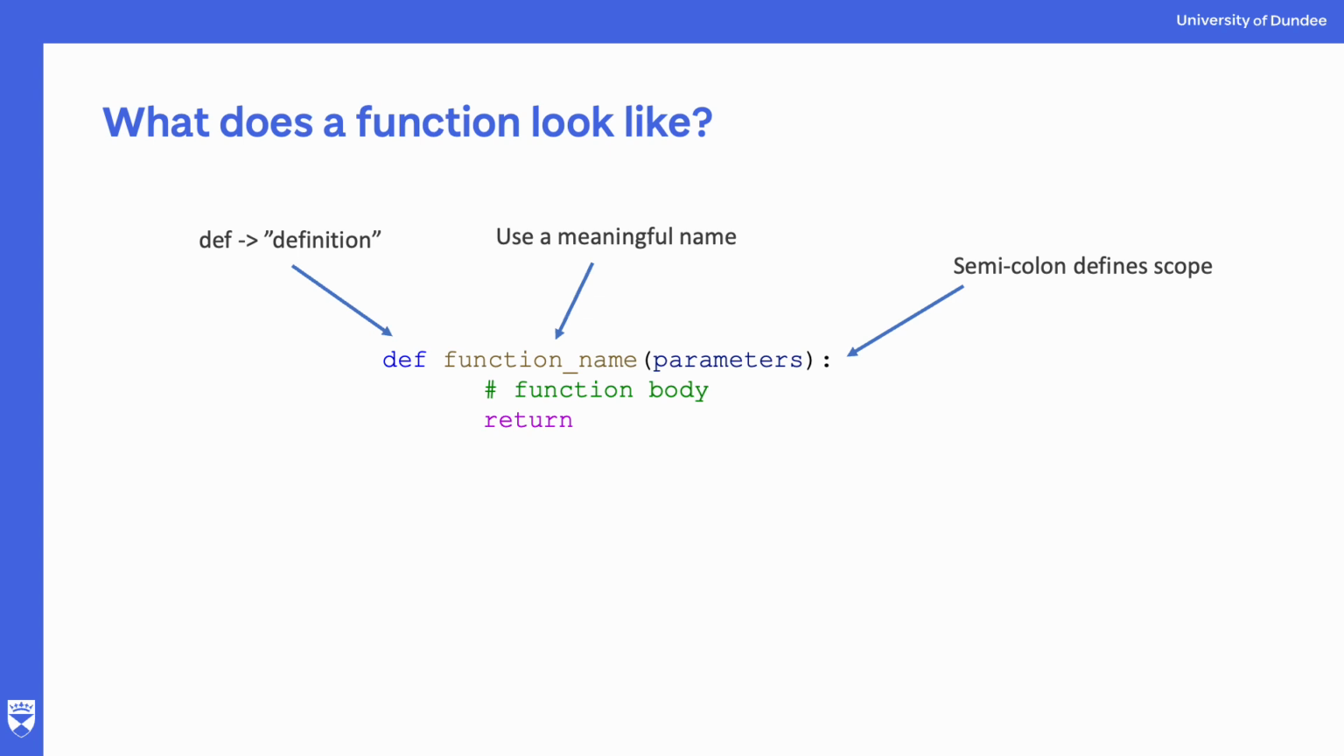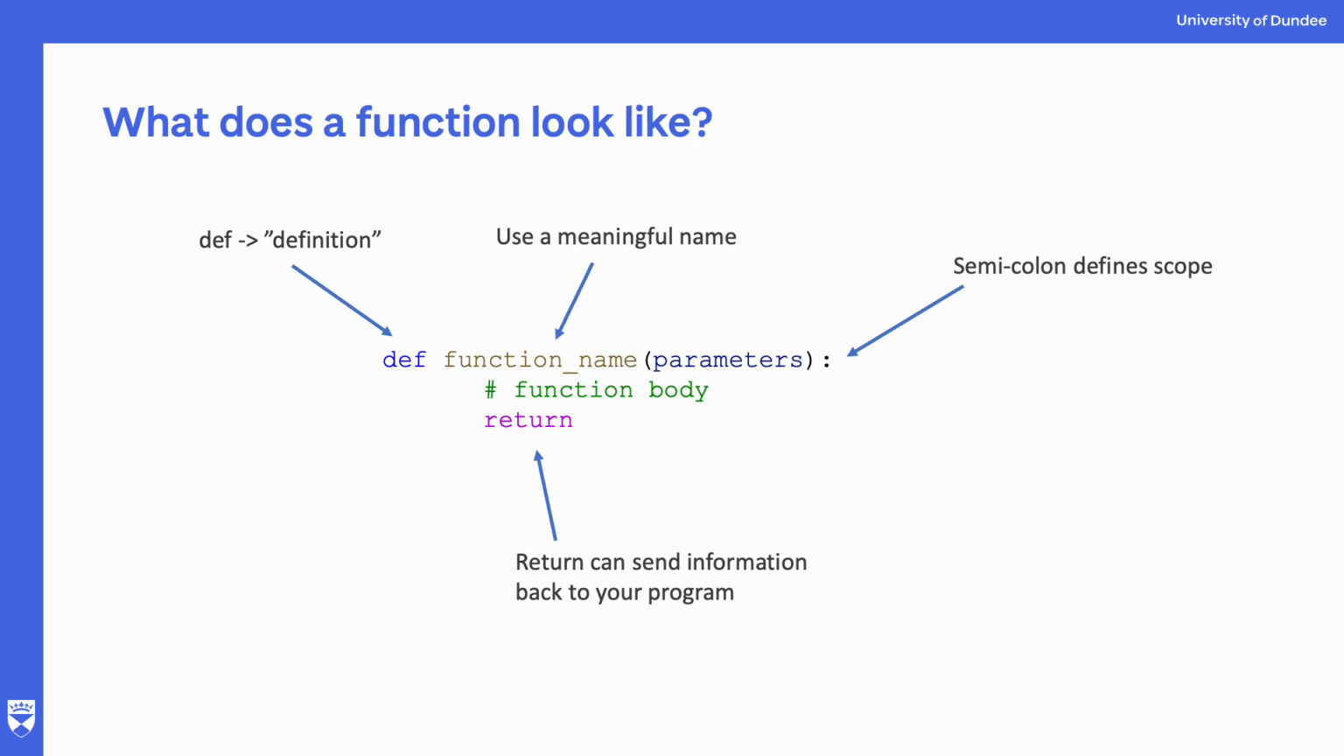The semicolon at the end, that defines the scope. So everything that's after the semicolon and indented underneath, that will be the entirety of your function. Once we get to the end of the indentation, we'll carry on with the rest of the program in a similar way to an if statement, for example.